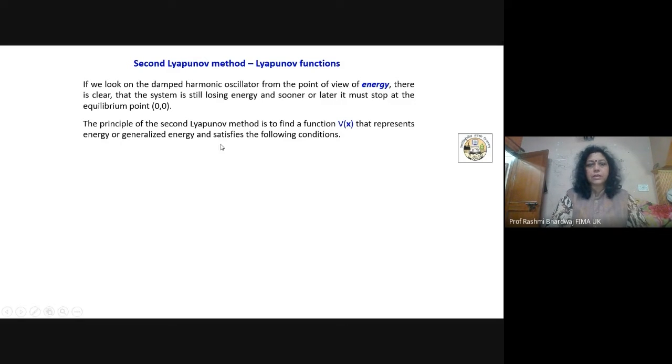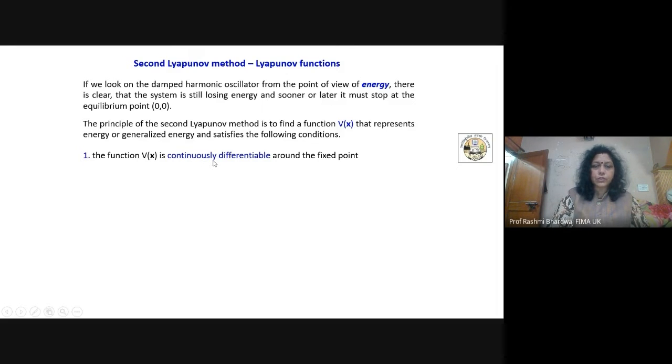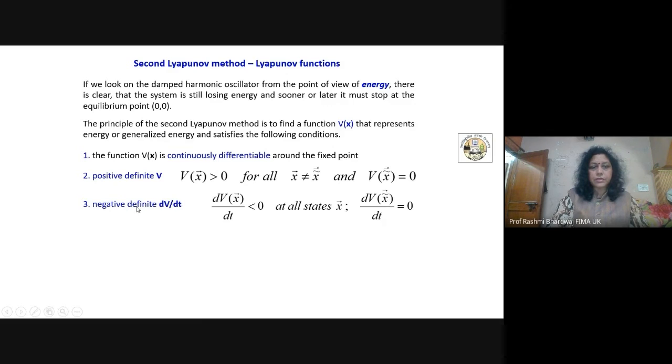So what is the second Lyapunov method? It is to find this V(x), which is known as a potential function that represents energy or generalized energy, which satisfies the following conditions. First, it should be continuously differentiable about the fixed point. Second, it should be positive definite for all values of x, and the value at the fixed point should be 0. The third condition is that the rate of change should be negative definite for all states, and at that point it should be 0.